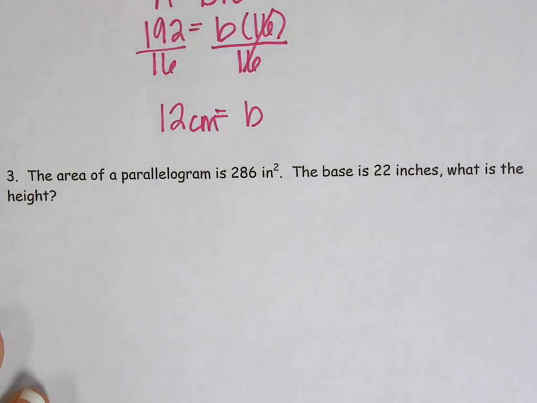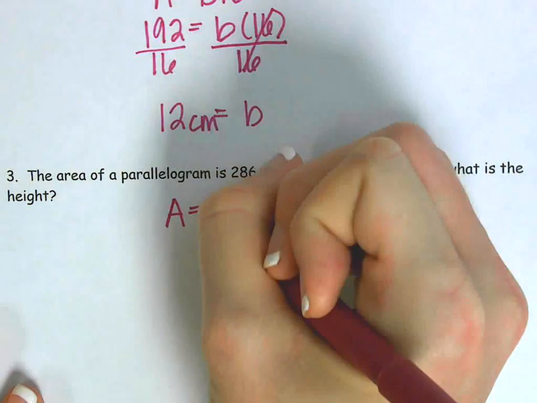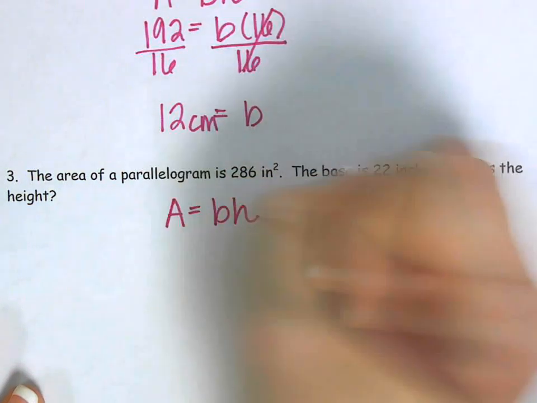So the area of the parallelogram is 286 inches squared. The base is 22 inches. What is the height? First step, write your formula. Since it's a parallelogram, its area equals the base times the height.